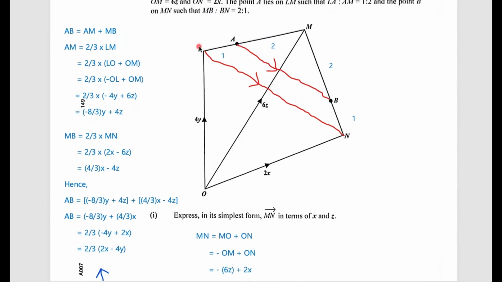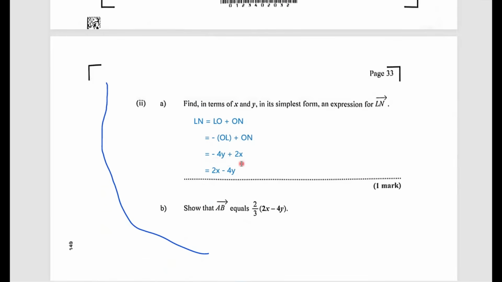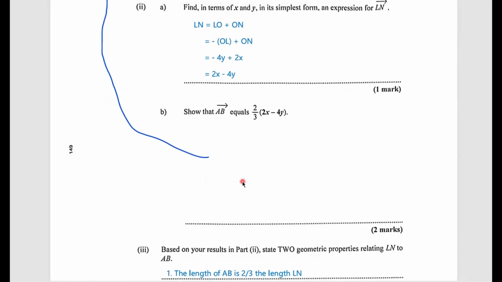Ln, again, you could go to the origin, it's LO add ON. Right? LO add ON. So that'll be what? Minus 4y add 2x. Okay, minus 4y add what? 2x. So 2x minus 4y. It says show that AB equals 2/3 of 2x minus 4y.